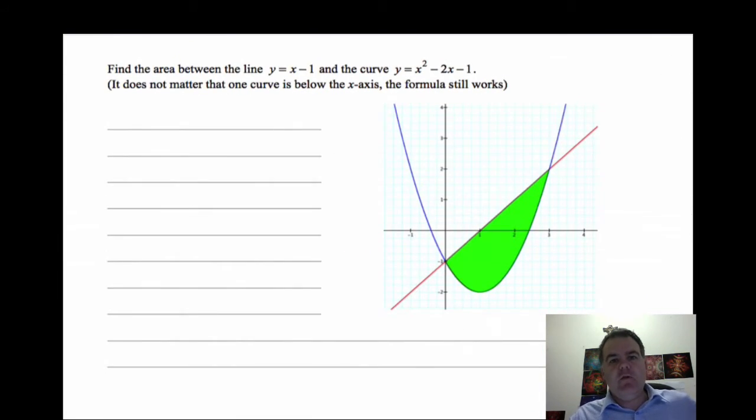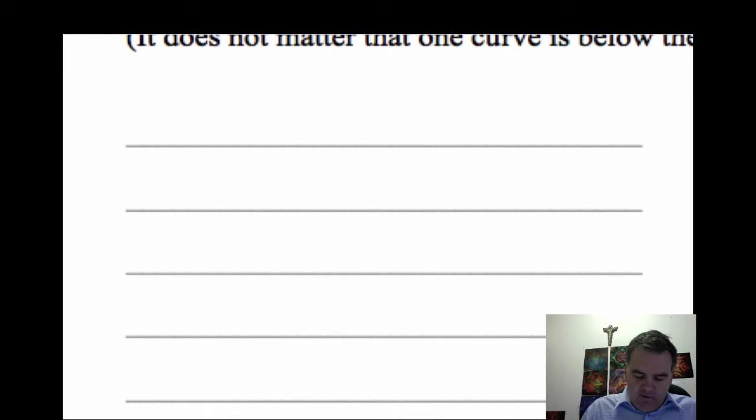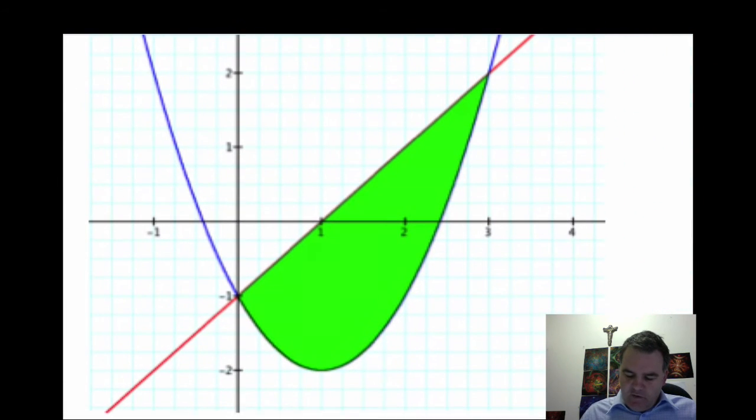One more. Let's look at this one where we've got a quadratic and a line. We want to work out the area between the two. Again, even though the area goes below the x-axis, it's cool. As long as we just say the top one minus the bottom one, the formula works. So in this case, the area is the integral. So we need to know some points of intersection over here.